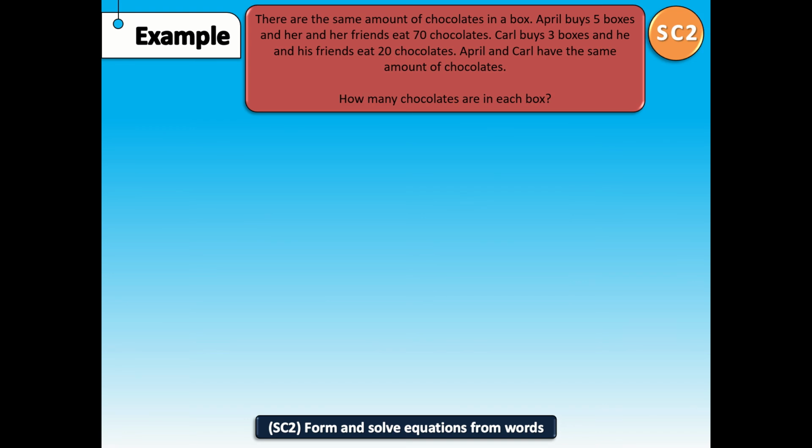Here's another example. There are the same amount of chocolates in a box. April buys 5 boxes, and her and her friends eat 70 chocolates. Carl buys 3 boxes, and he and his friends eat 20 chocolates. April and Carl have the same amount of chocolates. So how many chocolates are in a box?